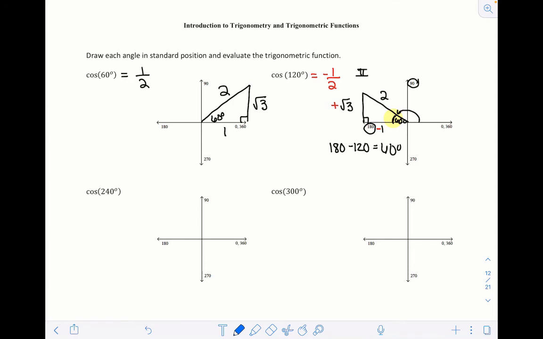now let's go ahead and look at 240 degrees. So 240 degrees is between 180 and 270, so that means I would rotate around and I would draw my angle in quadrant 3 this time. Let's try and draw the triangle. So how would I draw the triangle?